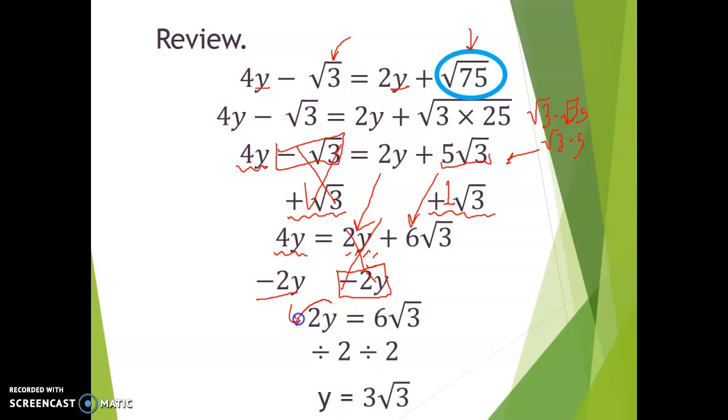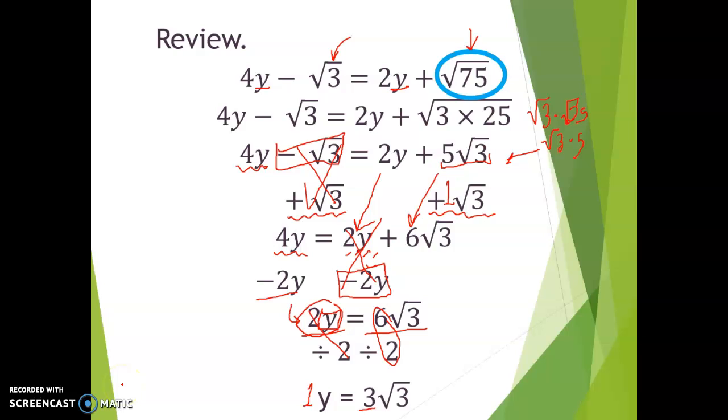Now that my y term is all by itself, I want to further separate this and get just the y by itself. Right now, y is being multiplied by 2, and I know to undo multiplication, I have to divide by 2. So I'm going to divide this side by 2 on the left, and whatever I do to the left, I also have to do to the right. So 2y divided by 2 is just 1y, which we often just write y. And on the right, 6 root 3 divided by 2, I'm just going to look at the coefficients here. 6 divided by 2 is 3, so I'm left with 3 root 3. y equals 3 root 3.